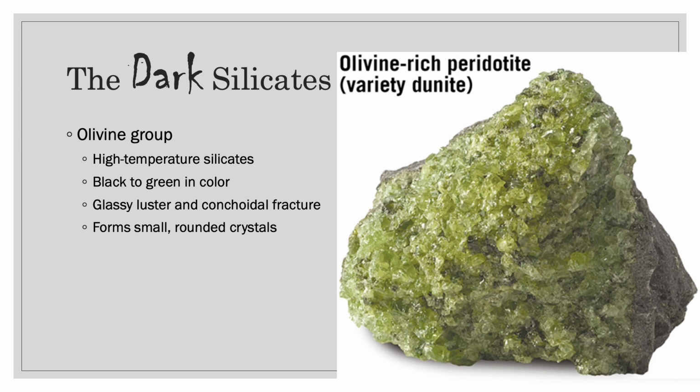So the first one worth discussing is the olivine group. And these are high temperature silicates, meaning that these minerals can crystallize from magma or lava at high temperatures. In this case, olivine crystallizes from magma. And the color is generally black to green. It has a conchoidal fracture similar to quartz, and it generally forms small rounded crystals.